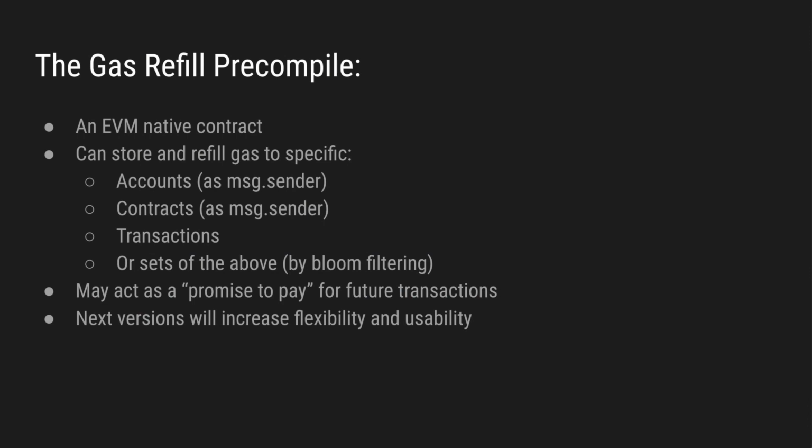You just saw an EVM interpreter precompile implemented in a fork of Go Ethereum, or Geth, an EVM native contract that can store and refill gas to specific accounts and contracts as message sender, transactions, or sets of the above by Bloom filtering. It may act as a promise to pay for future transactions, and in next versions we will increase flexibility and usability.